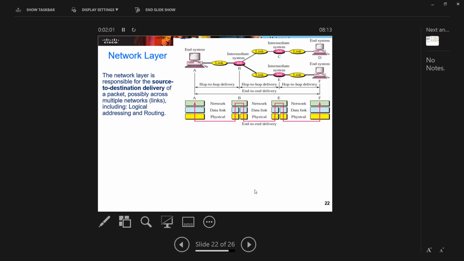The main task of the network layer is to select the best path that the data should take from the source to the destination. So the network layer is responsible for source to destination delivery of the packets. This includes logical addressing. We have to include the IP address of the source and the IP address of the destination, and routing, how to select the best route. And we'll consider in this course different routing techniques.